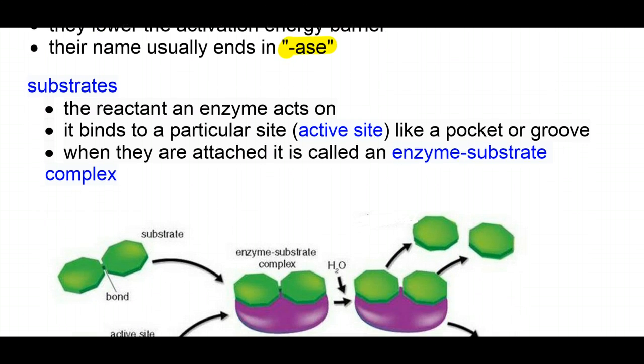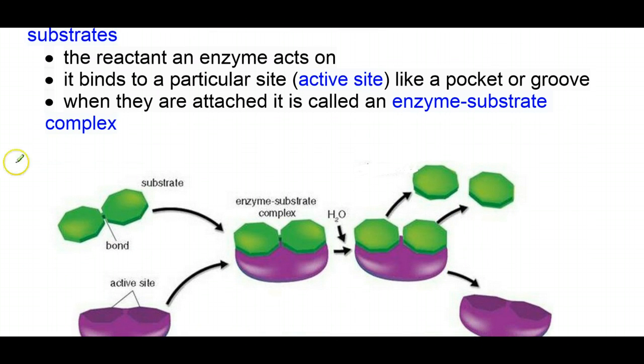Okay, so what does the process look like? There are things called substrates. This is a reactant that the enzyme binds to or acts on. And it binds to a particular site called the active site. So these are important terms here. It's usually like a pocket, a groove, or a certain sort of shape that the substrates can fit into. When they're attached, they call it an enzyme substrate complex.